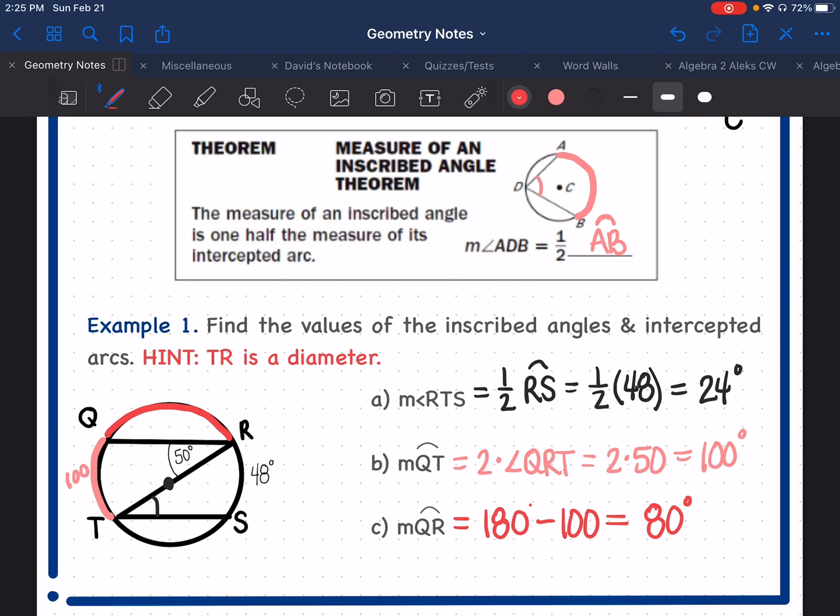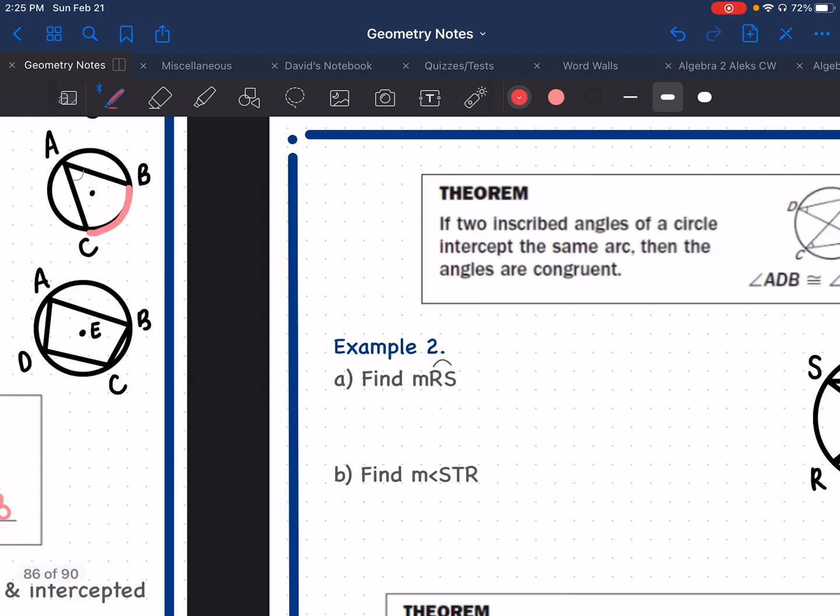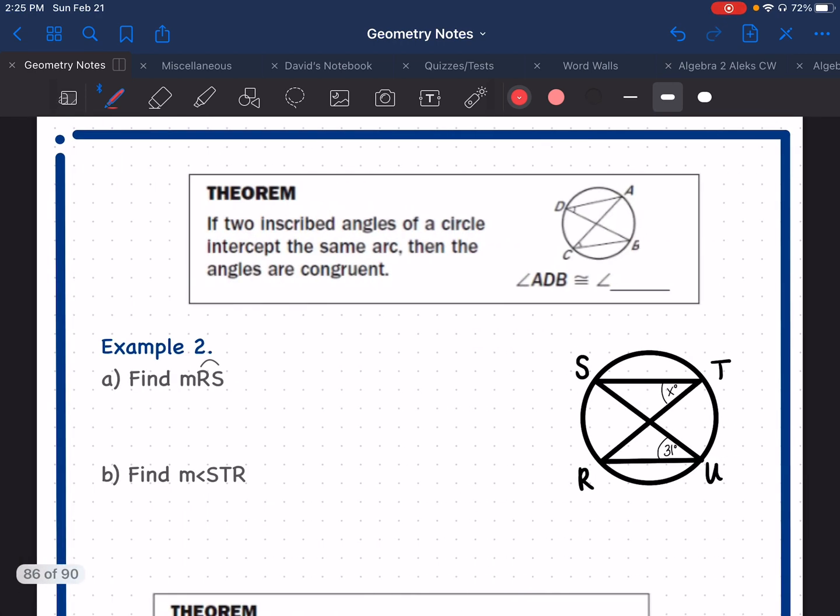There we go. All right, let's take a look at our next theorem. If two inscribed angles of a circle intercept the same arc, then the angles are congruent. Let's take a look at our two angles. So let's take a look at angle ABD. I'm going to trace it from A to D to B.